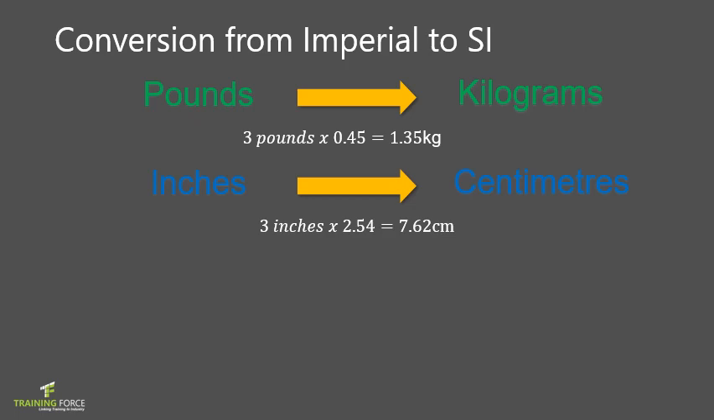For inches, if I took the same amount, 3 inches, we multiply that by 2.54, and that will give me 7.62 centimeters. For pounds, we multiply by 0.57.